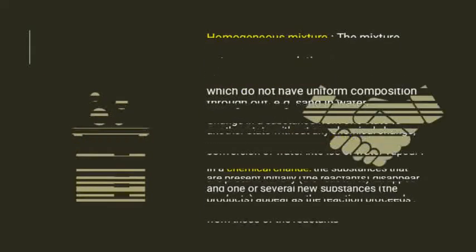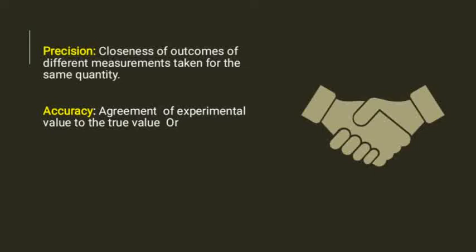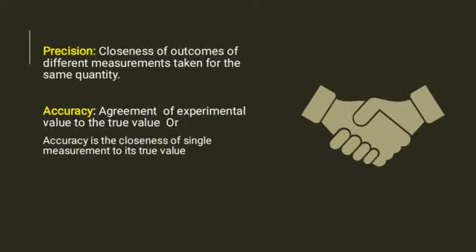Now moving to the next slide. The next definition is of precision. Precision can be defined as closeness of outcomes of different measurements taken for the same quantity, whereas accuracy is agreement of the experimental value to the true value, or accuracy is closeness of a single measurement to its true value. Getting it?